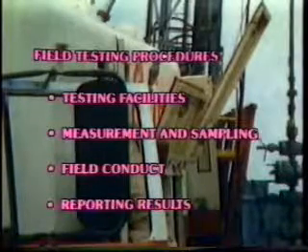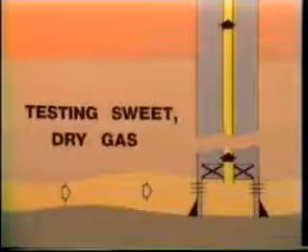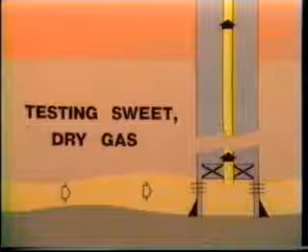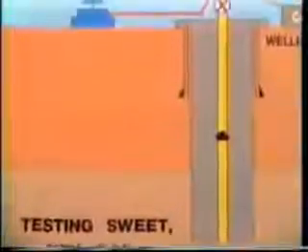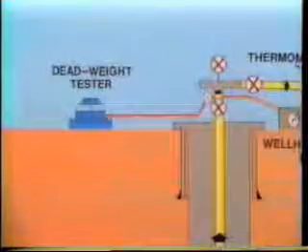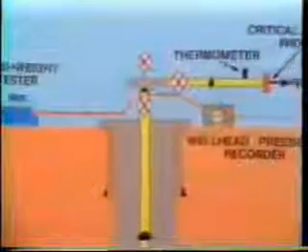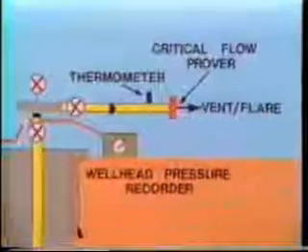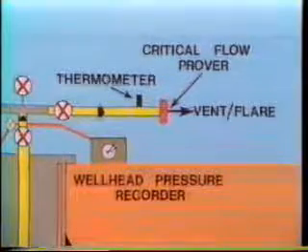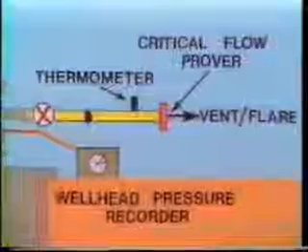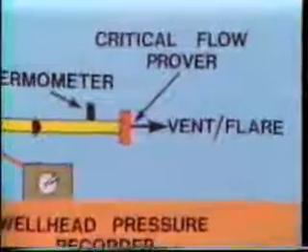Let's start from the top. The selection of testing equipment is based on the nature of the produced fluids and the type of test being run. The simplest configuration of wellhead testing facilities is that required for wells producing a sweet, dry gas. In this case, the essential equipment, shown here, is a flow rate measurement device, a shut-in and flowing pressure measurement device, a thermometer, gas sampling equipment, and necessary fittings. If a critical flow prover is used, the gas is vented to the atmosphere, unless, of course, regulations provide otherwise.